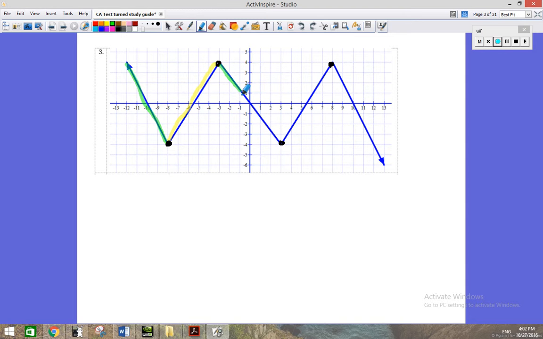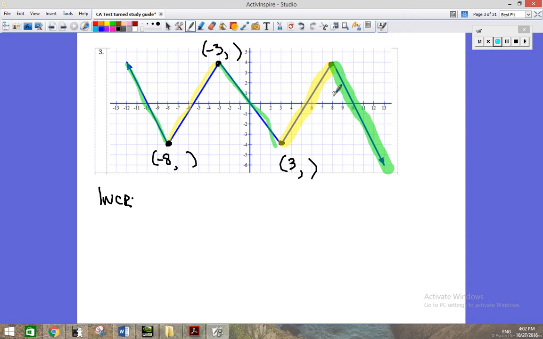So now it's decreasing because I'm going down. I'm always tracing the graph from left to right. And now I'm going up, so it's increasing. Then I'm going down, so it's decreasing. So it's increasing where I've highlighted it in yellow. Now, let's come in and write the x-coordinates of these points. This has an x-coordinate of -8. This has an x-coordinate of -3. This has an x-coordinate of +3. This has an x-coordinate of +8.